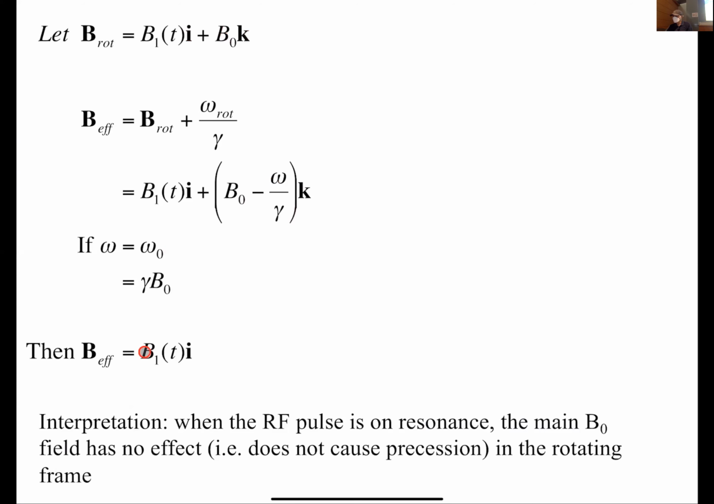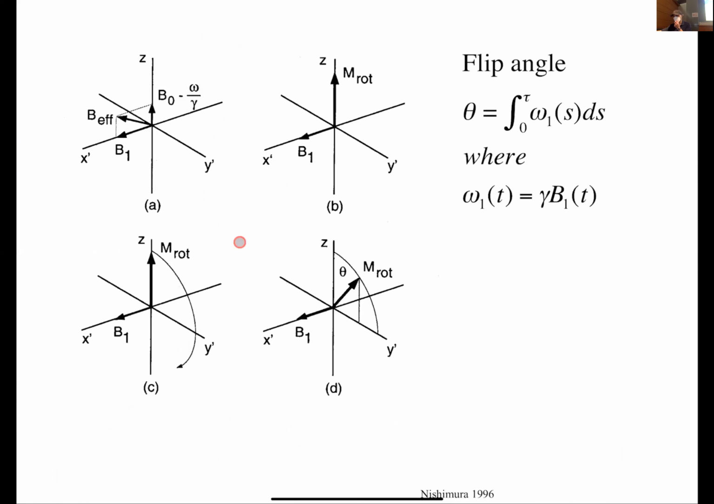We talked about flip angle before, and we had some exercise on that. Flip angle is just omega 1 equals gamma B1, and then the integral of that gives you the flip angle.